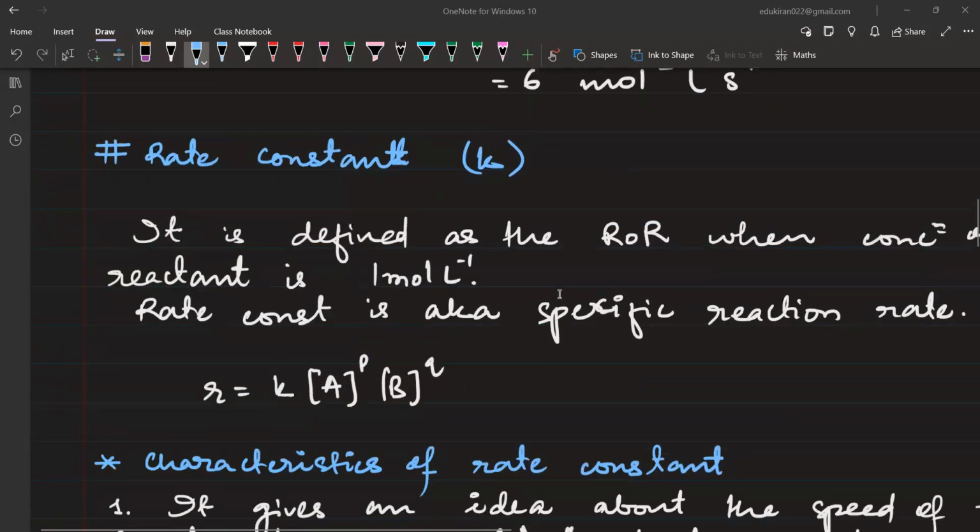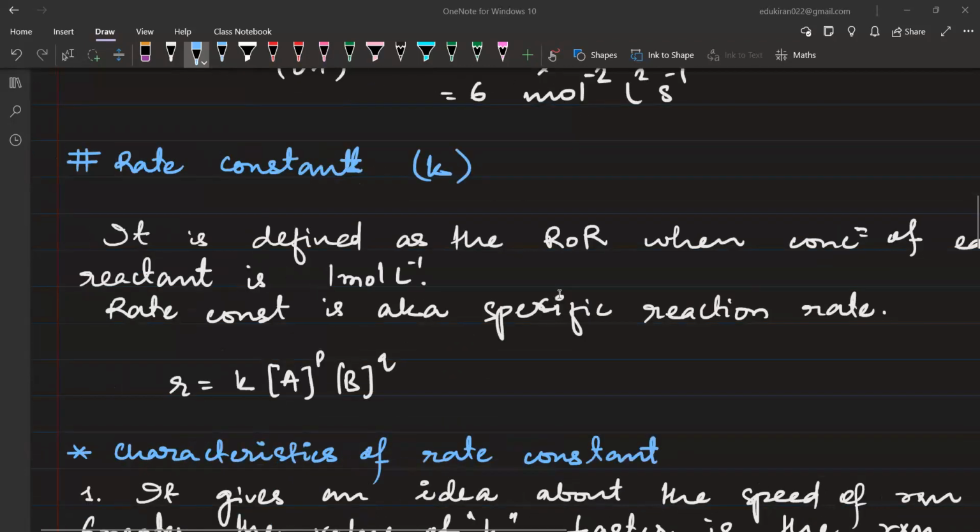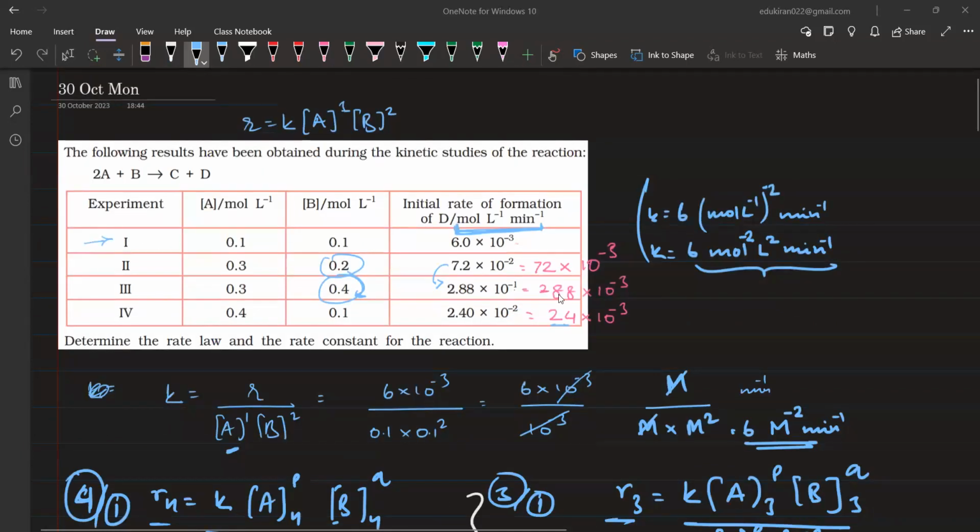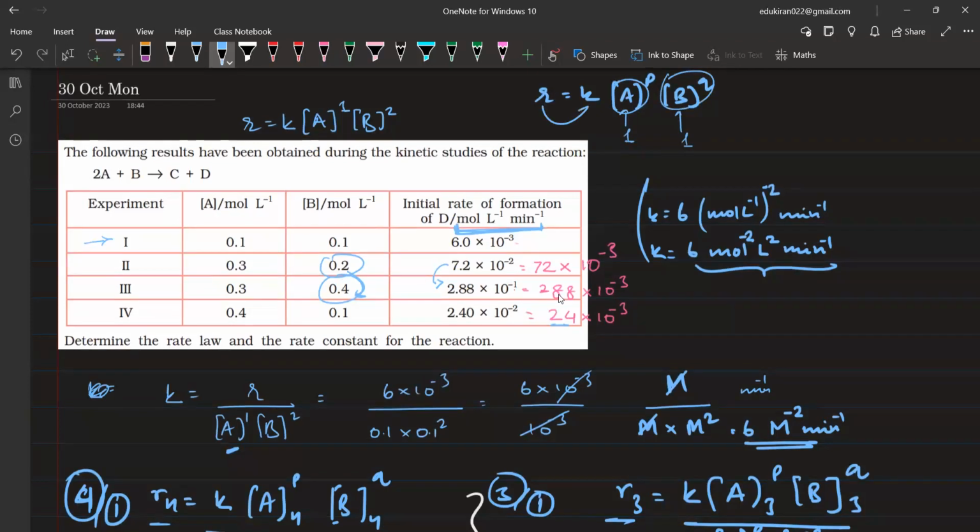What is rate constant? See, there is only one way to define any constant. Suppose we have R is equal to K into the concentration of A to the power P multiplied by B to the power Q, or so on. Now, if I take the concentration of A as 1 molar and B as 1 molar, in this case what would happen? Whatever P is, it doesn't matter, right? Because 1 to the power of anything will be equal to 1, and here also 1 to the power of anything will be equal to 1. So when the molarities are 1, then the rate of reaction becomes equal to the rate constant. So this is how we define any constant.